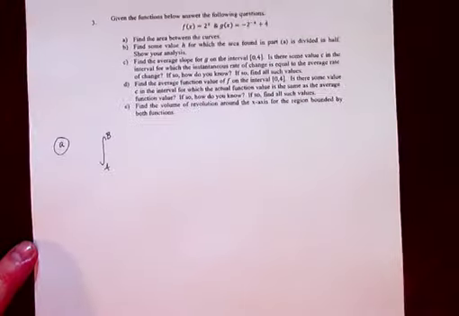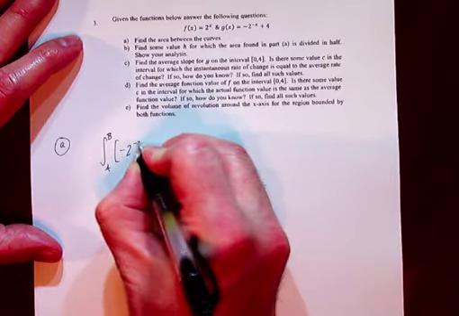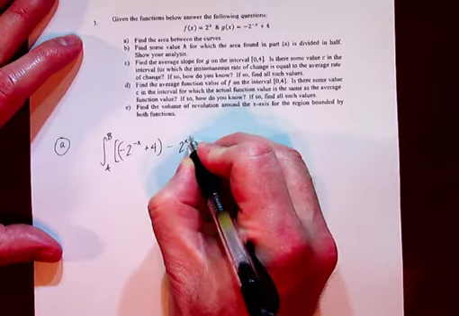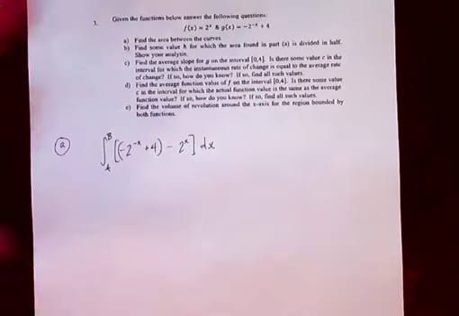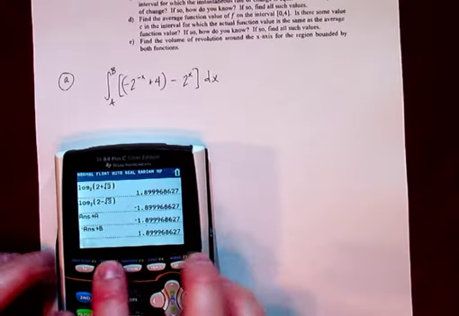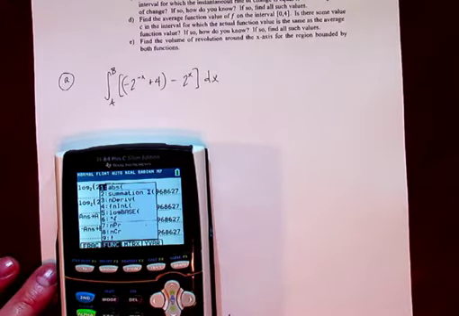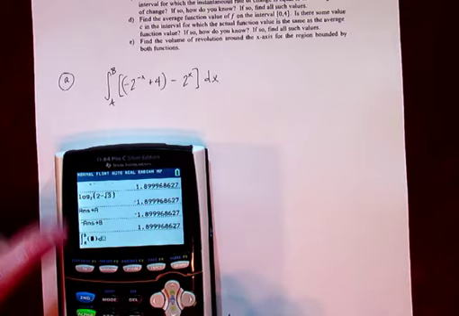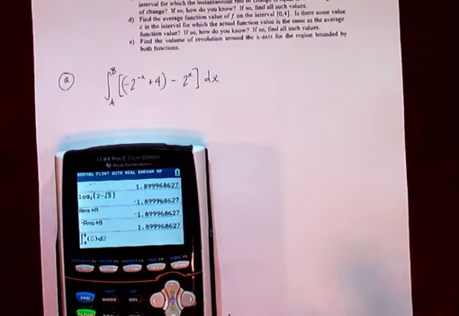And then I'm going to have g, which is negative 2 to the negative x plus 4, minus f, which is 2 to the x, dx. And so I can go ahead and bring my calculator over, and I'm going to do the integration here. I'm going to integrate 4, and I'm going to go from A to B, and because I've stored those values in, it's going to go to those.